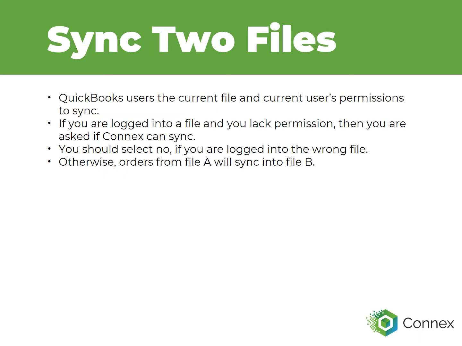Connex does support syncing to 2 different company files, and it can be one website to 2 files, or it can be 2 different websites. Just make sure that if you're logged into B and the sync runs, it'll say, do you want to sync Shopify orders to the WooCommerce company file? You want to make sure that you click no. Otherwise, the wrong orders will go into the wrong file.